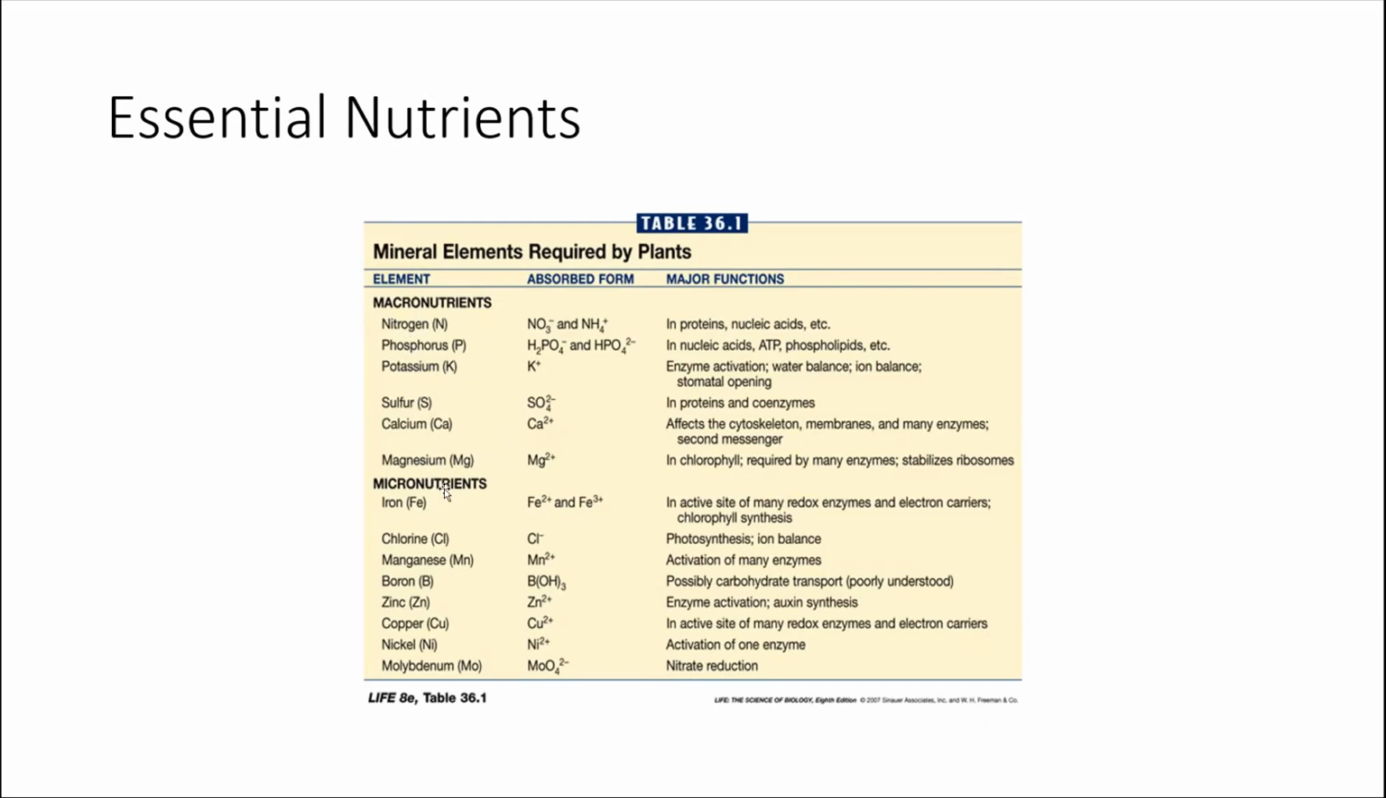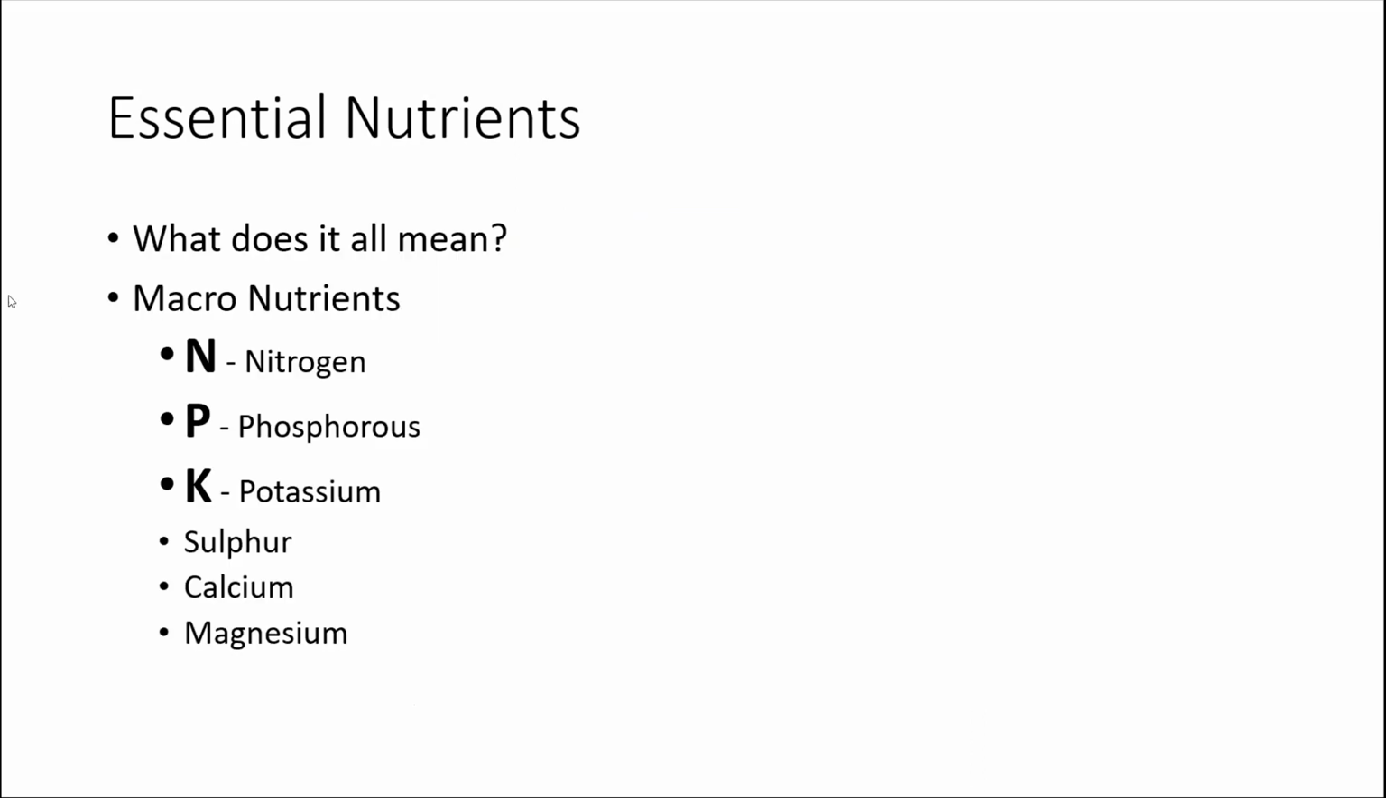The micronutrients, on the other hand, are again needed in lower quantities, but still required by the plant. So when we look at these macronutrients, again, we have nitrogen, phosphorus, and potassium. We have NPK. And we also have sulfur, calcium, and magnesium as macronutrients. But again, in the world of horticulture and nurseries and landscaping, typically we're primarily focused on the NPK.